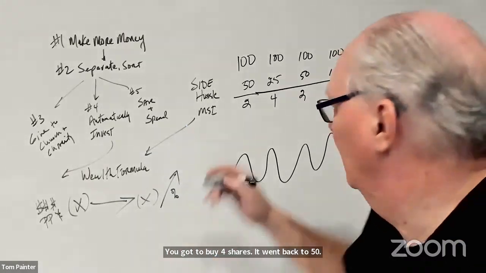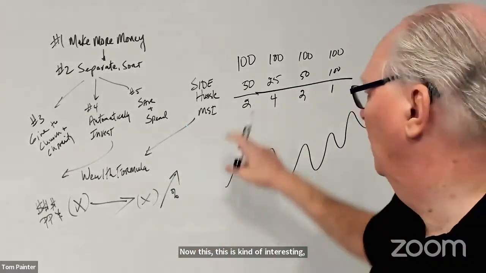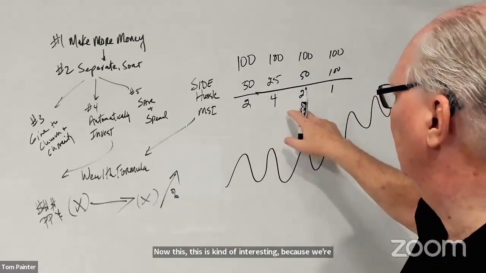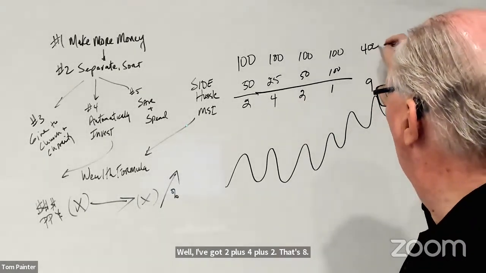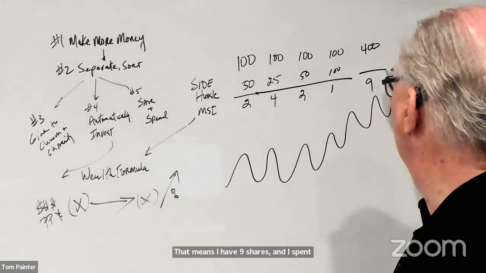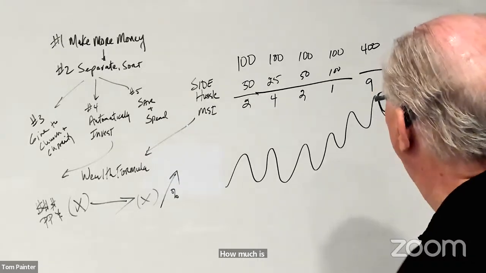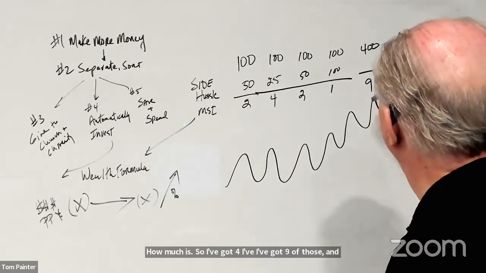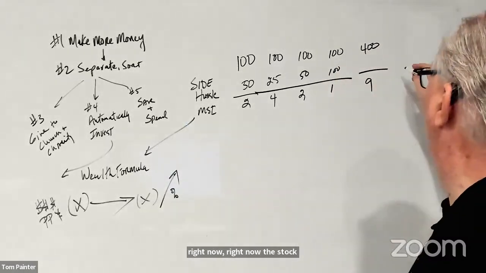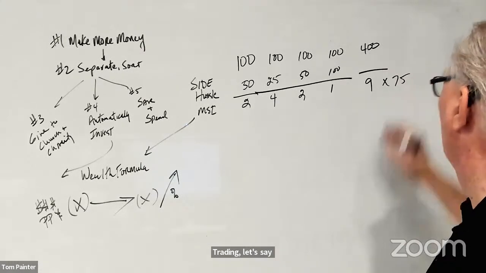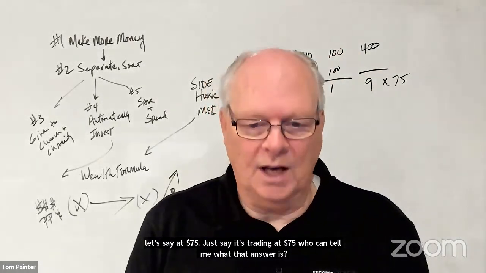Now this is kind of interesting because we're going to say, how many total shares do you own? Well, I've got 2 plus 4 plus 2 plus 1, that's 9 shares, and I spent $400. So I've got 9 of those, and right now the stock is trading, let's say, at $75. Who can tell me what that answer is? Put it in your chat right now. 9 times 75 equals how much? Throw it in the chat.